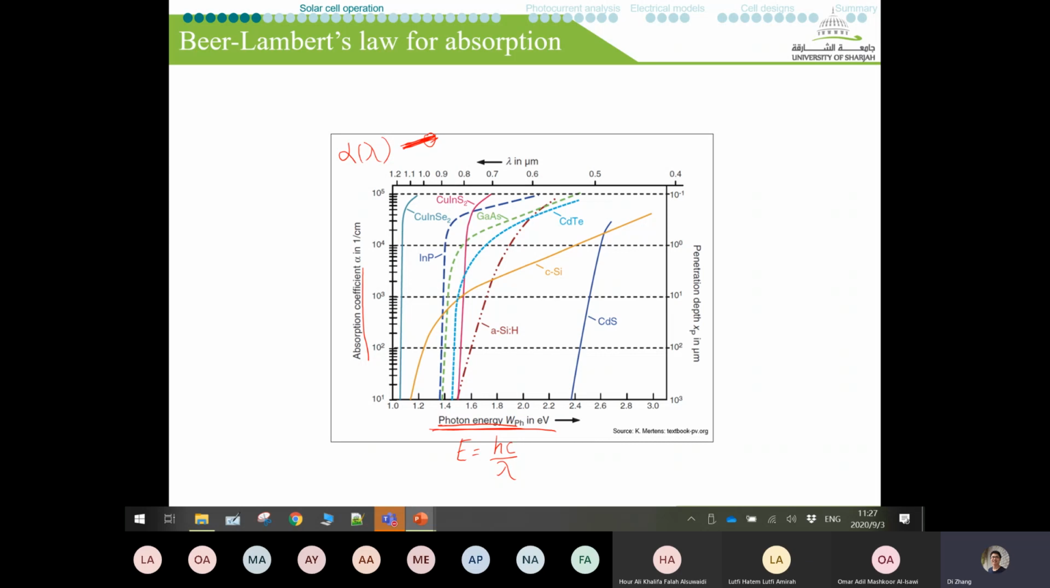At the same time, for a certain absorption coefficient here, we can always find the corresponding penetration depth, because the penetration depth xp equals 1 over the absorption coefficient. So the two scales that you see here correspond to each other. So what can we see from this graph?